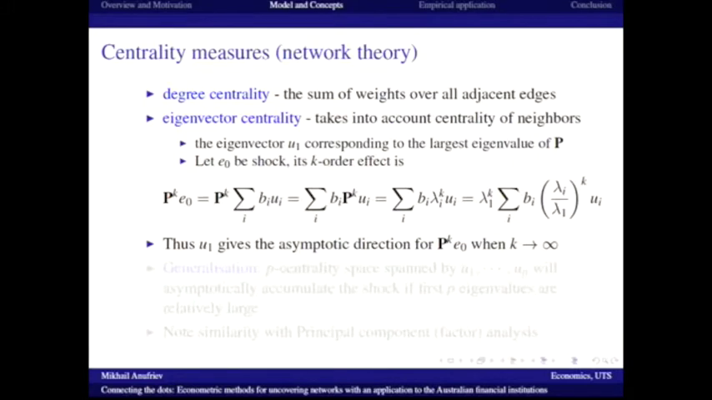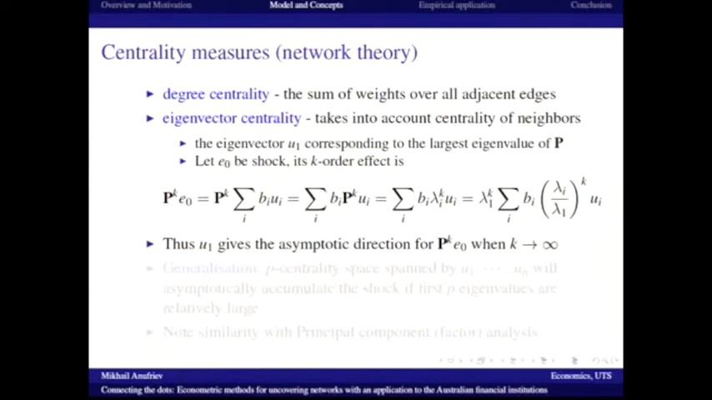And so you would have only lambda 1 here, power k, and then power k again. So this would be only this lambda 1 times this sum, where you have the u1 in the place of ui. And so u1 would be the vector which would accumulate the shock at the kth iteration when k goes to infinity. Okay, what does it mean?